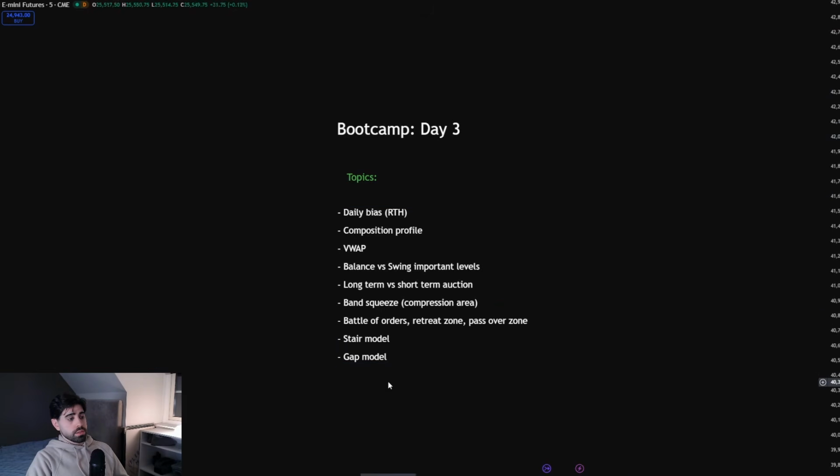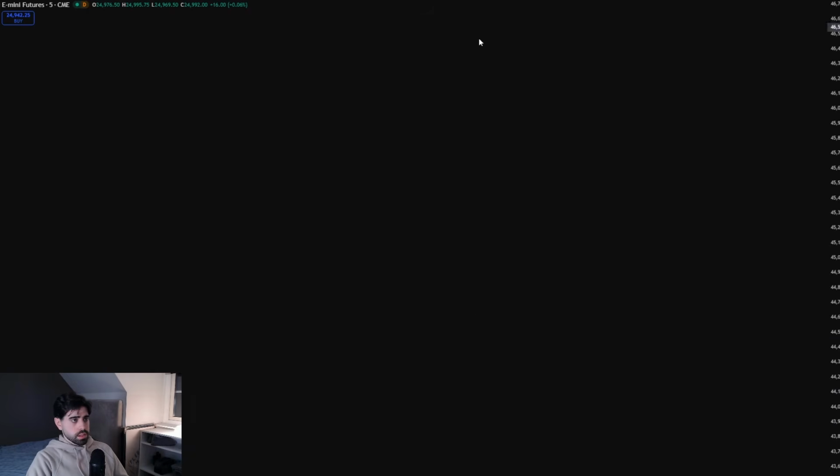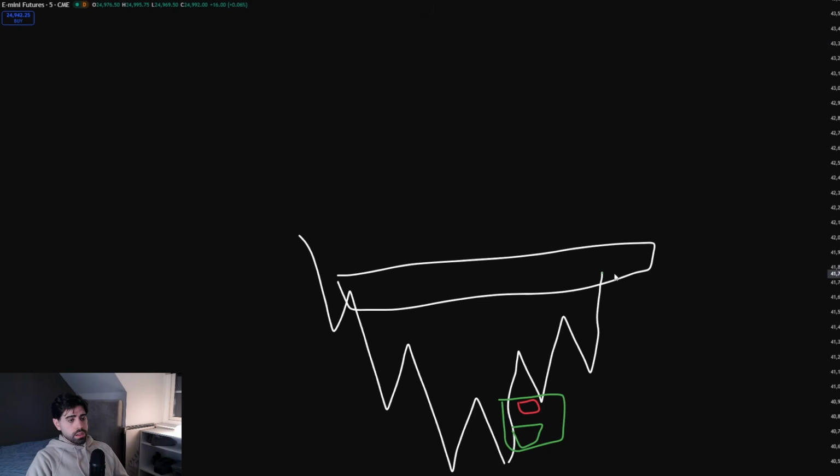All right. And last two things, stair model and gap model. Stair model is pretty simple. If price breaks above and we have a big order here, you can take an entry if we retouch this big order and push up. Same if here. This is the stair model.